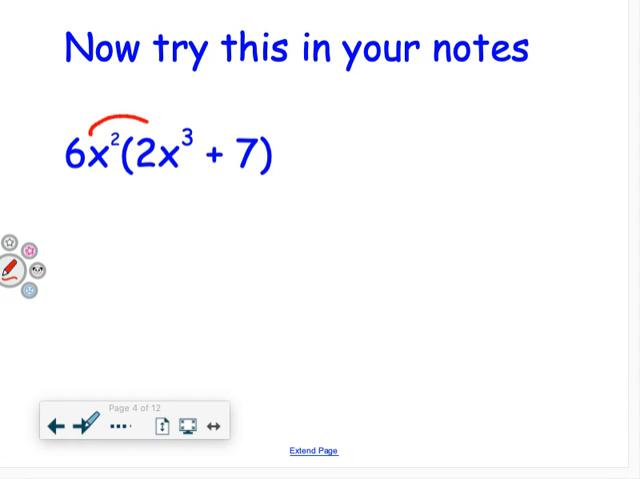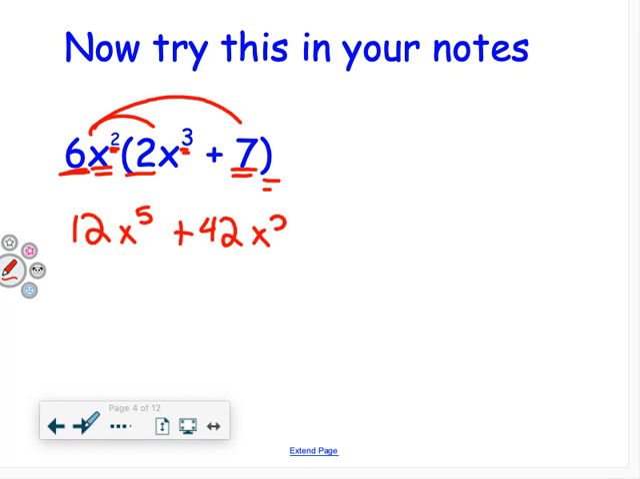So looking at this one again, we distribute this to each term. I'm going to look numerically first. 6 times 2 gets us 12. Now we have x squared, x to the third, where we add those exponents, we get x to the fifth. Now we have 6 times 7, so we get 42. We have x squared, we have no x term over here, so we just bring that down with us. And so your final answer should be 12x to the fifth plus 42x squared.